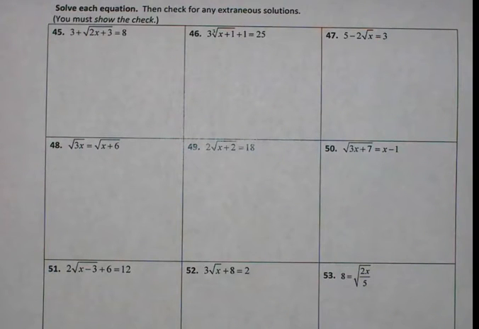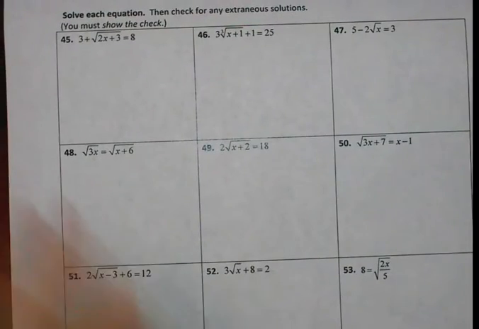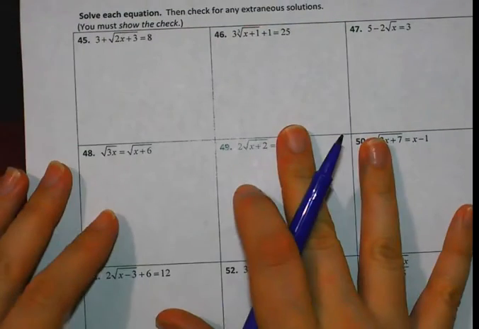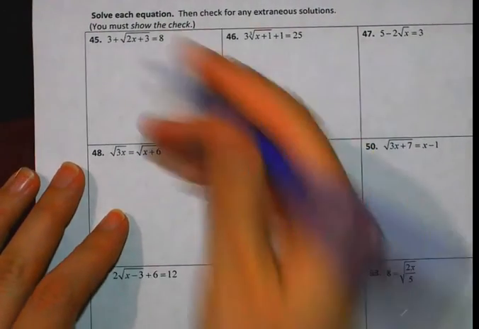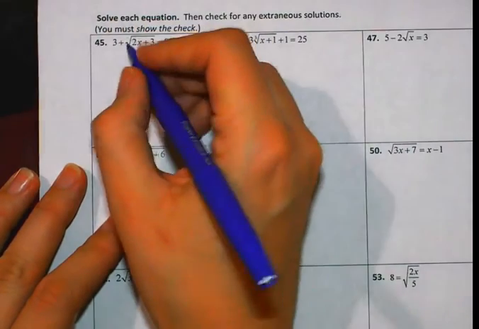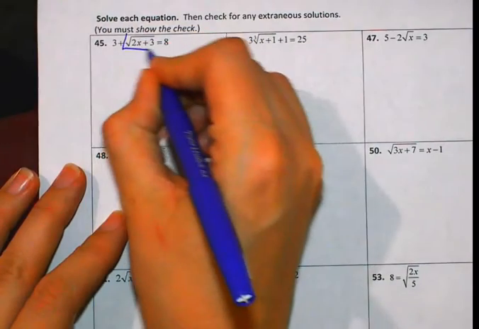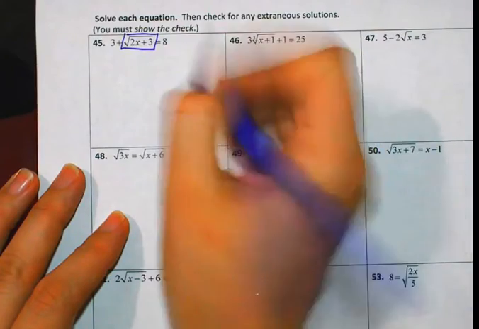This page starts the solving of equations. Make sure that we check for extraneous solutions. So the first thing is we want to isolate the radical. That's your first step, always isolate that radical. Basically, I'm going to deal with anything outside what's underneath the radical.